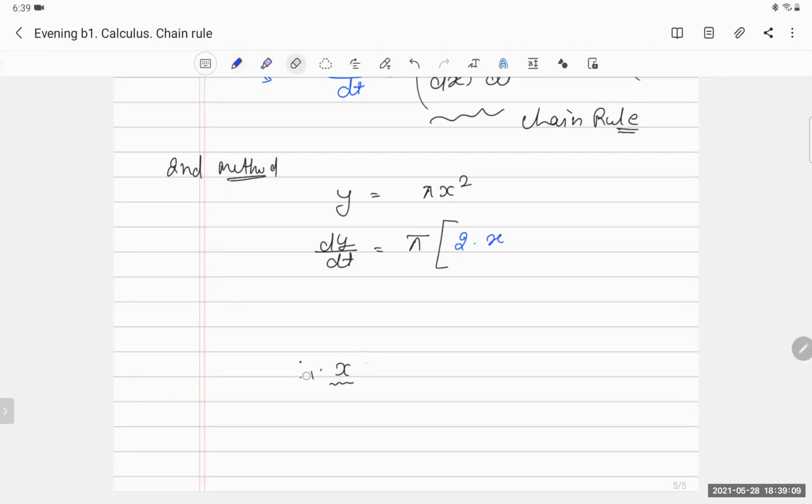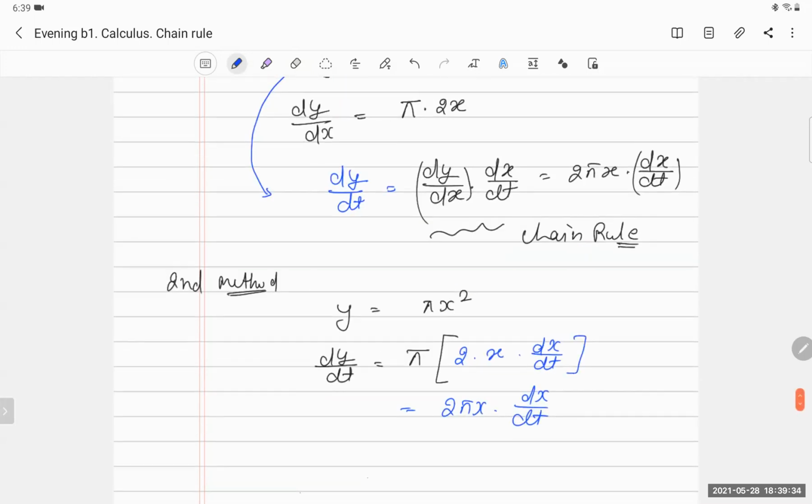Now what am I left with? x. So what is the derivative of x with respect to t? dx by dt. Now my x is also gone. So now my answer will become 2 pi x dx by dt. See, same. Both are same.